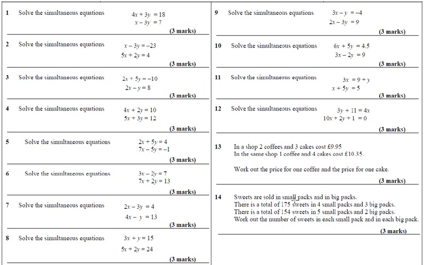Here, sweets are sold in small packs and in big packs. There's a total of 175 sweets in 4 small packs and 3 big packs. So you need to write that as a simultaneous equation. So you write 4S for small plus 3B for big equals 175. 5S plus 2B equals 154. And then you've got a simultaneous equation that looks exactly like the ones you were doing in the brown belt section, and you can solve it. You can solve what B is and what S is, and that will be the answer for the number of sweets in each small pack and in each big pack.